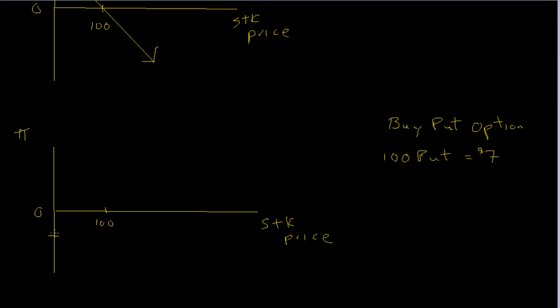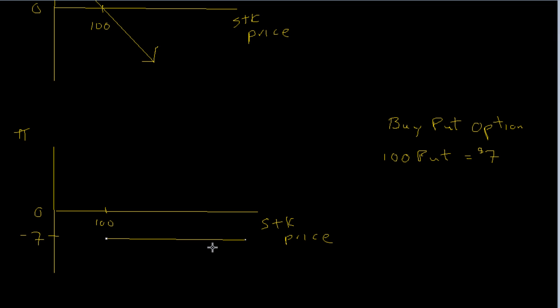And you're going to start $7 in the hole. Why? Because you've paid $7 for the privilege of being able to sell this stock for $100 a share, regardless of what the price is. So if the price falls to 0, you can still sell it for 100, even though it doesn't cost you anything. On the other hand, if the price is over 100, why would you use this option? Why sell it for 100 when you can sell it for 120 by using your broker? So in this case, you're not going to use it, and you're going to get this horizontal line here. That is, you're going to lose $7.